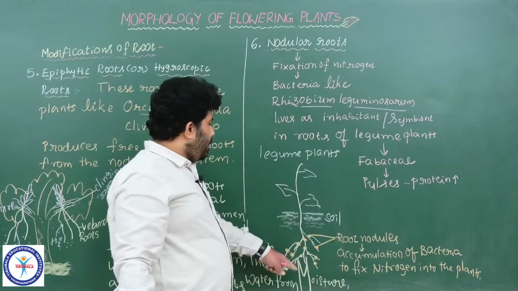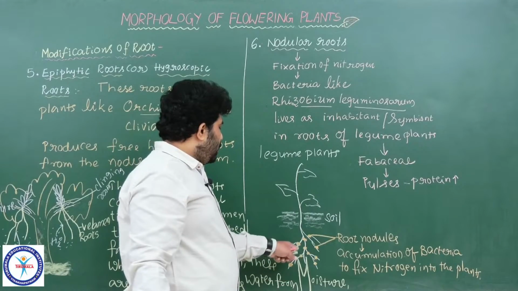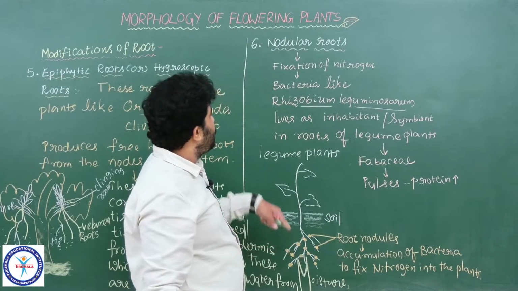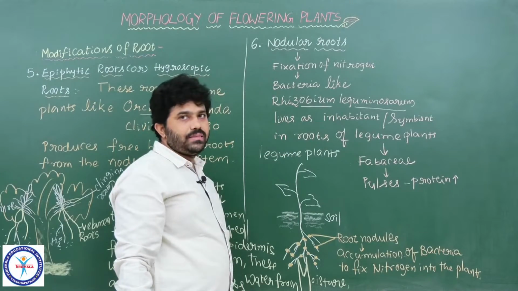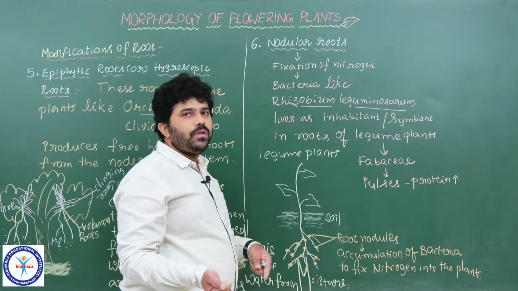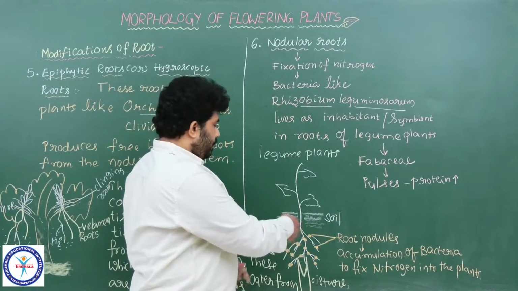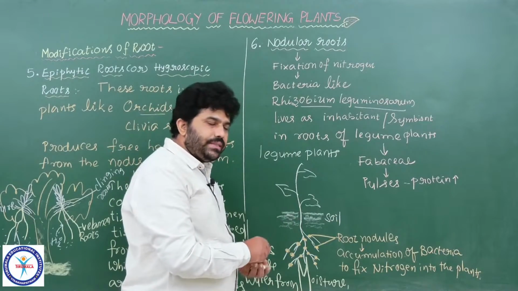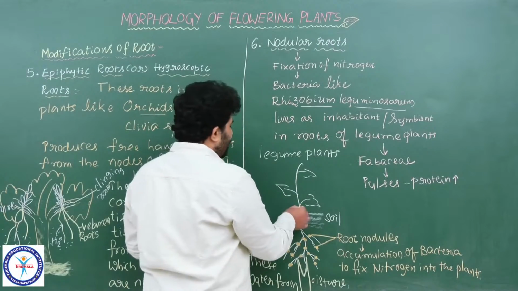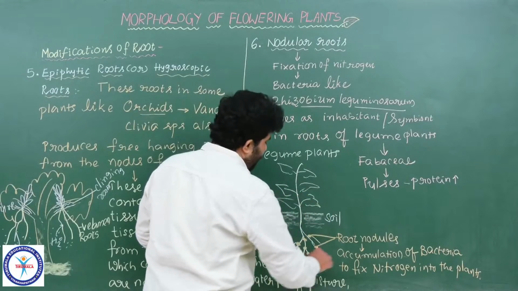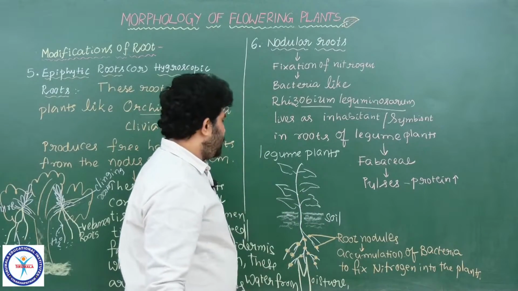Okay, so this type of roots are called nodular roots. These nodular roots are also special modifications we see in some plants, in which the requirement of nitrogen fixation is needed. Now got the point? Suppose it is a legume plant, whatever plant we see here. In this plant the root nodules we generally see clearly.